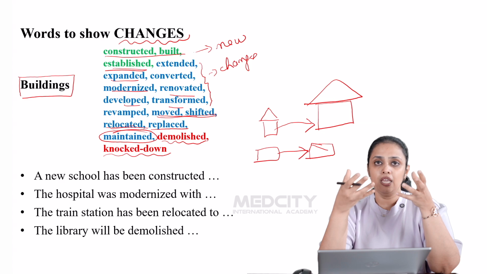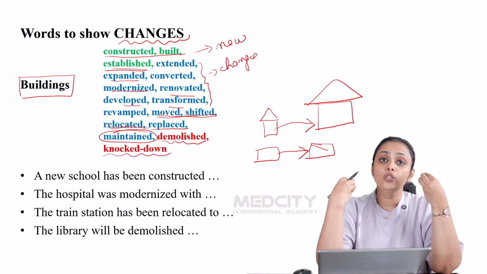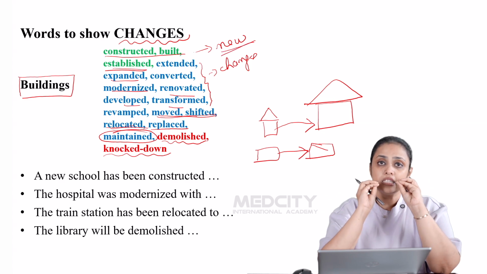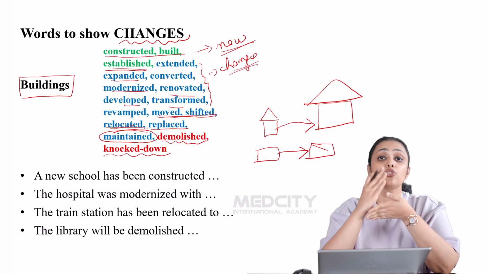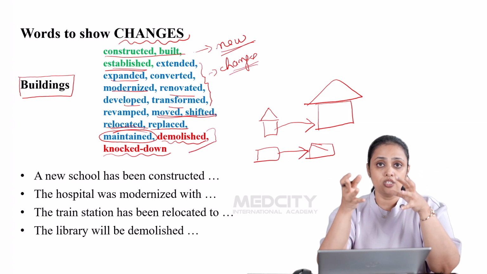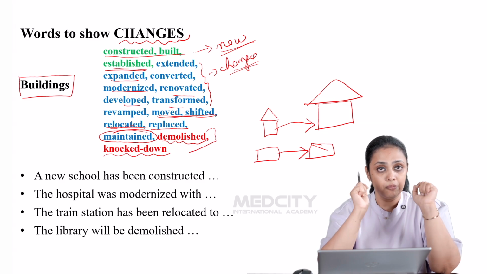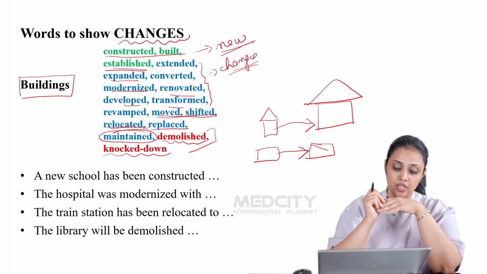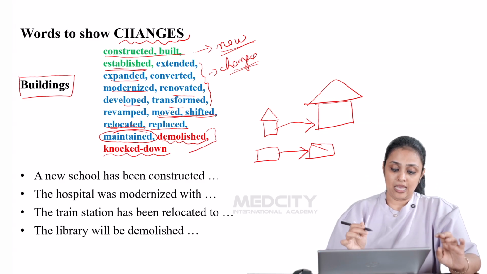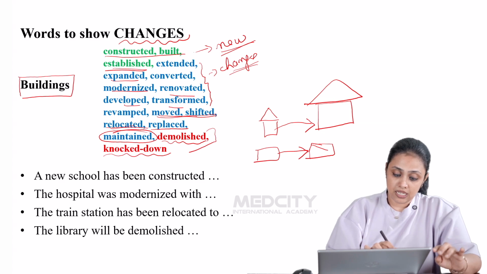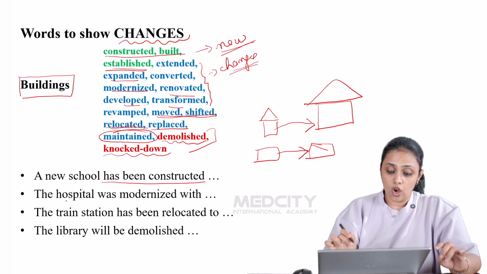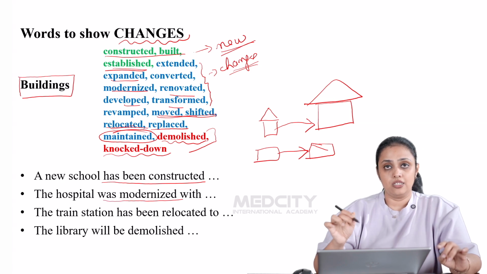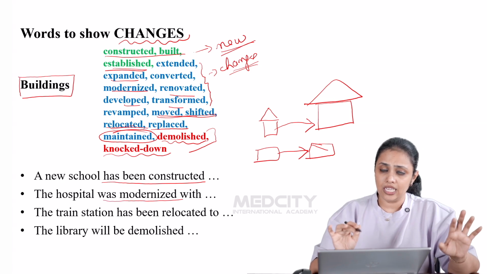So changes can be completely new, something newly introduced, or an existing building where some changes have been brought about, or that building is no more. In each of these situations, what kinds of words can be used? That's what we have seen now. You can also see a few examples. A new school has been constructed. Since it's new, you can use the word constructed. The hospital was modernized. Modernized means the hospital was already there.